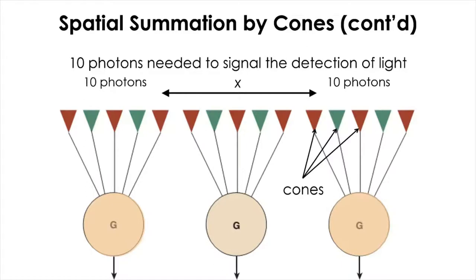Now each light contains 10 photons this time, and they fall on different parts of the retina, and now the system will signal two separate light events instead of summing them as one. So this is the reason behind the fine resolution of the photopic system, but worse sensitivity to faint light.